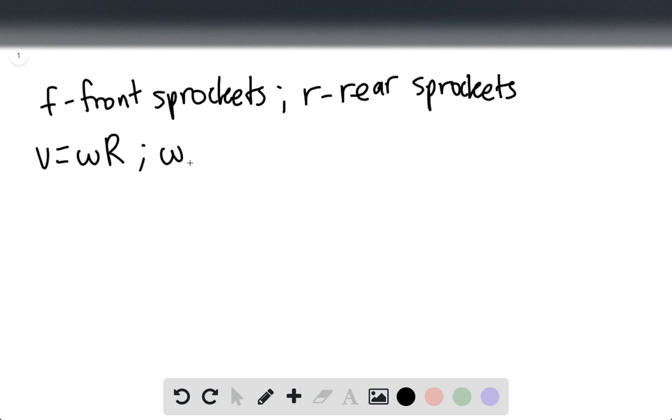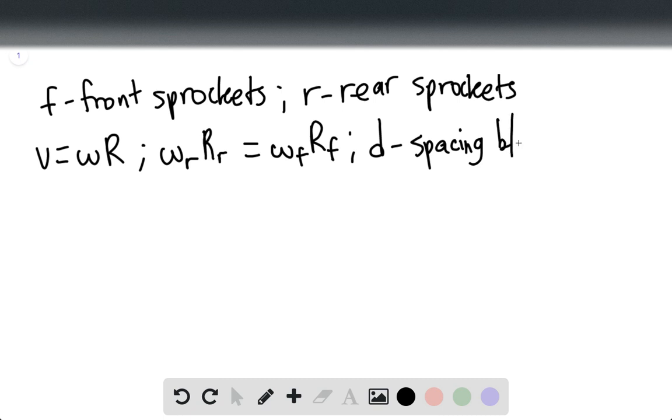And we know that omega of the rear sprockets times the radius of the rear sprockets will equal the angular velocity of the front sprockets times the radius of the front sprockets. We're going to define a D, so this would be the spacing between teeth in the sprocket. So D would be, again, the spacing between teeth in the sprocket.